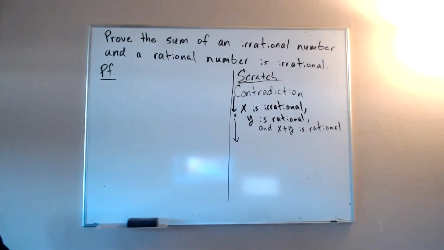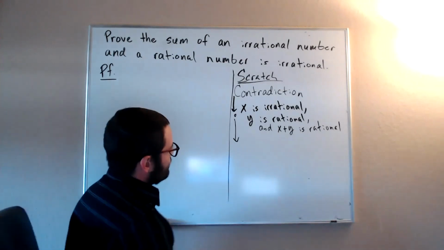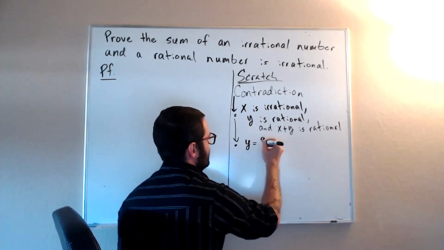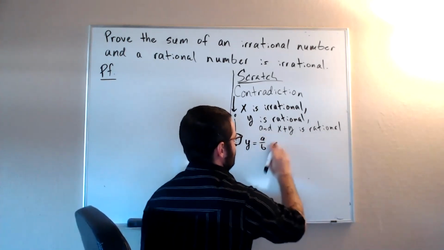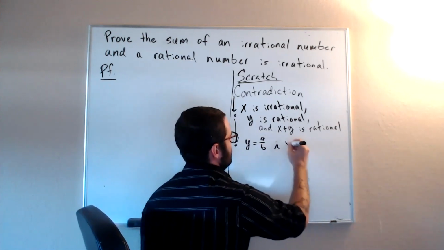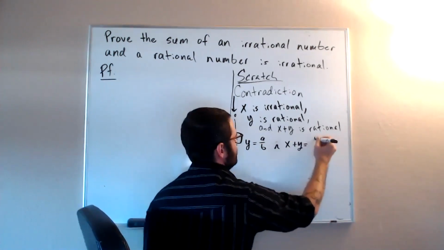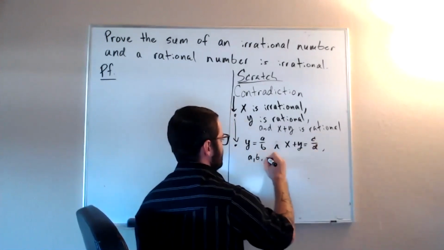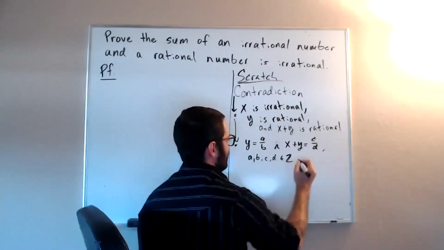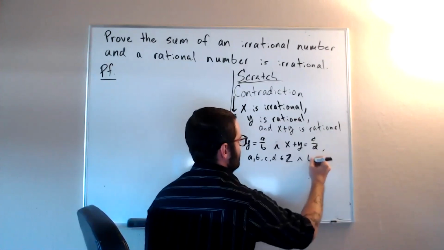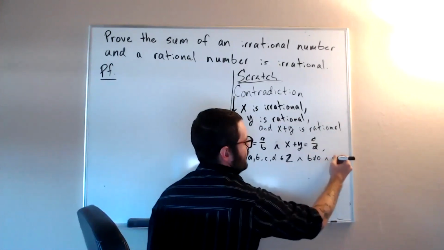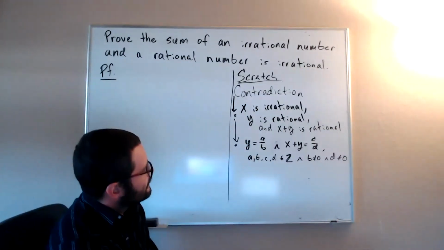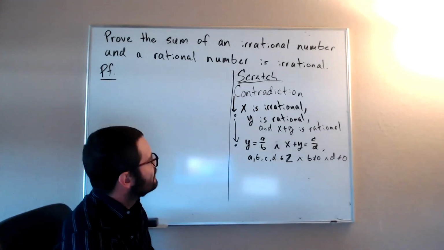So we next recall the definition of being rational. What that means is that y is equal to a over b, and x plus y is equal to c over d, where a, b, c, and d are integers, and b not equal to 0, and d not equal to 0. Okay. So now we need to search for the contradiction, the false.